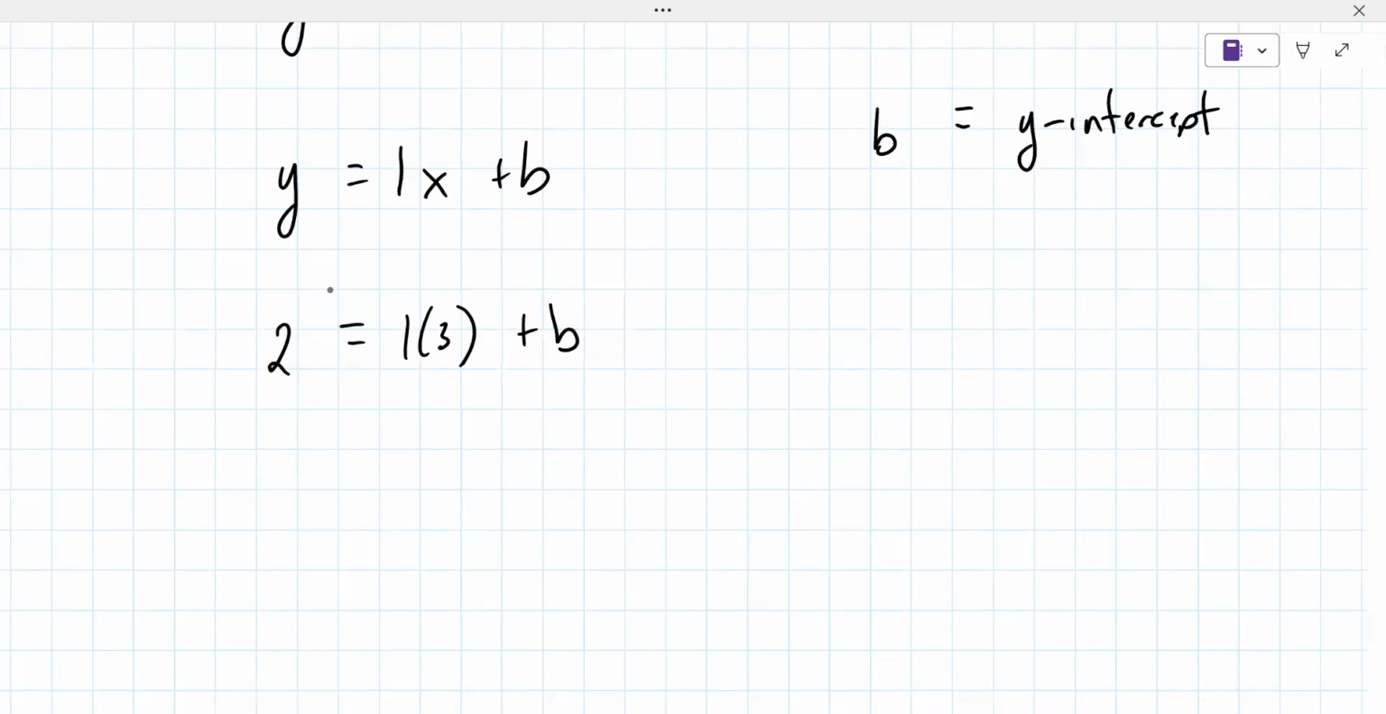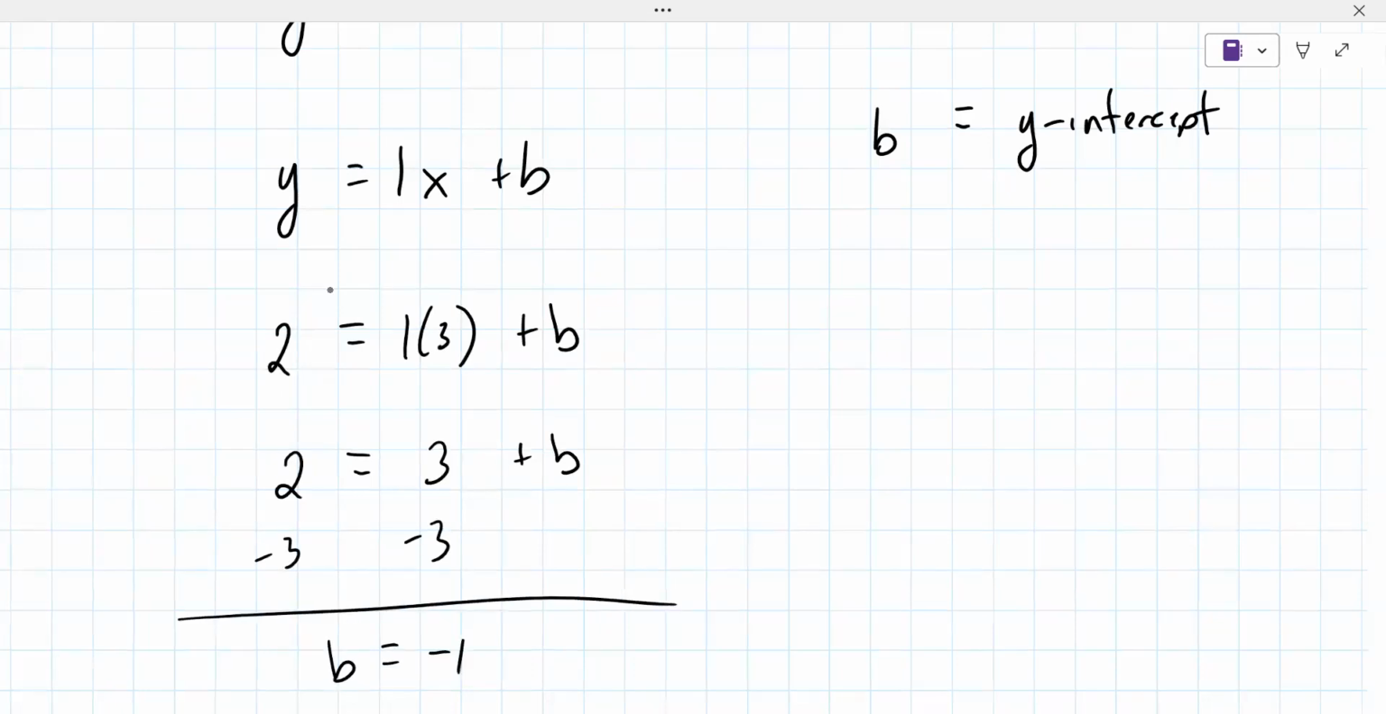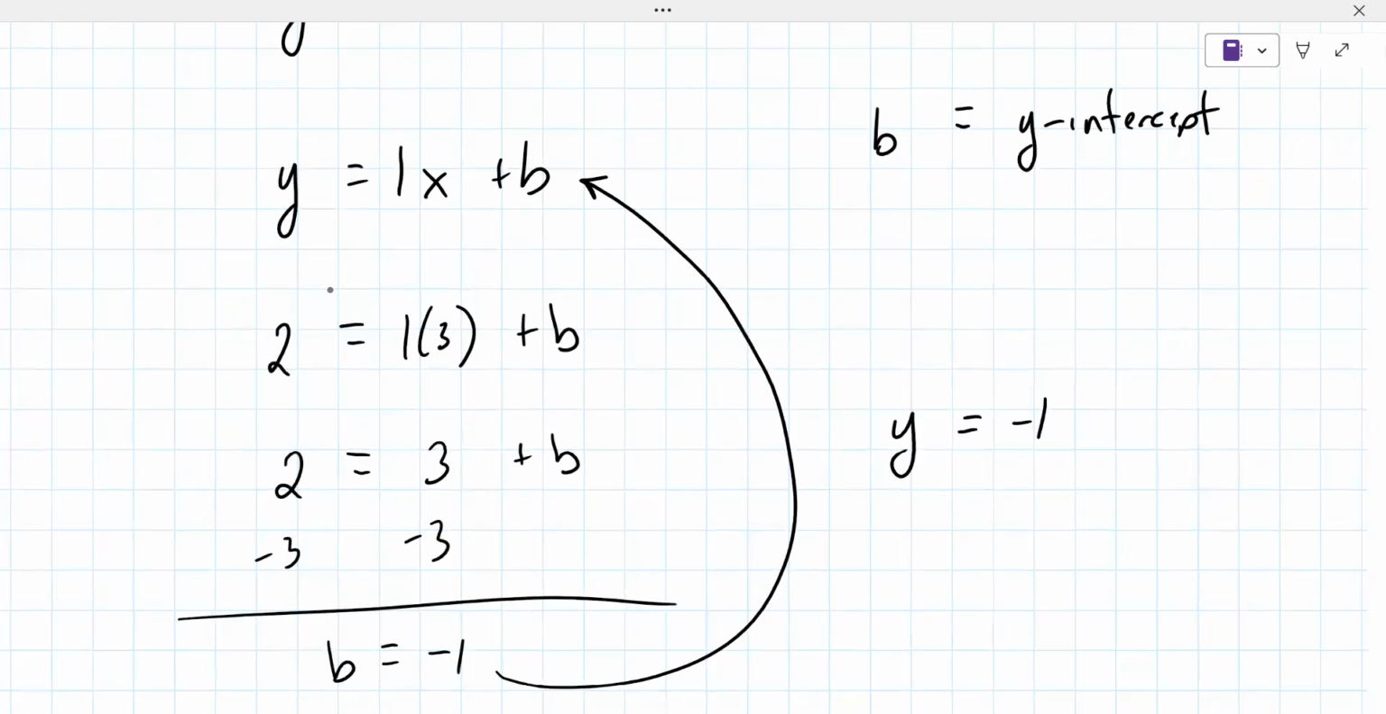So that's why we learned how to do equations, so that you could solve something like 2 equals 3 plus b. You subtract 3 from both sides, b equals -1. That goes back in here, so that your final equation is y equals 1x minus 1, positive 1x minus 1. So you've been finding the slope, and none of that will change.